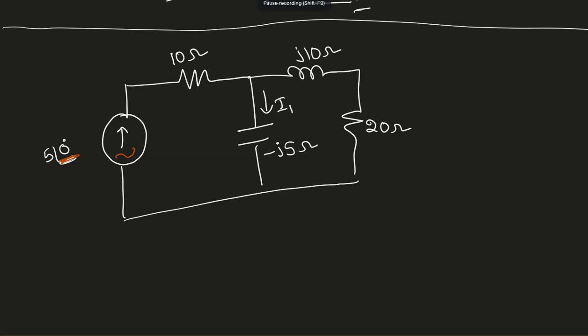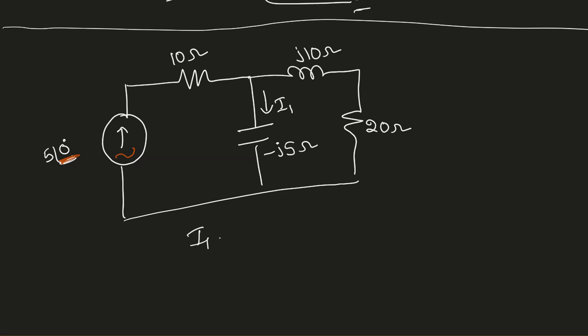So everything is in ohms here. I can use the current division rule. If everything is in ohms, basically it is frequency domain. The circuit is in frequency domain instead of time domain, and this given current is RMS current. Okay, so I'm going to use the current division rule to find the current.